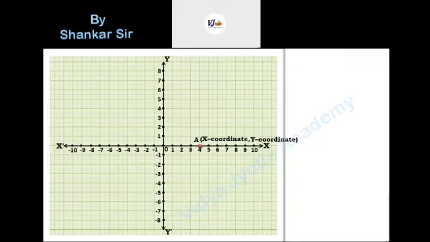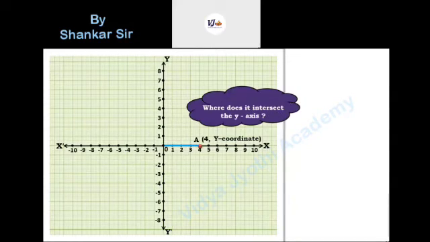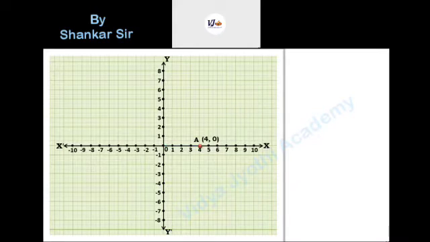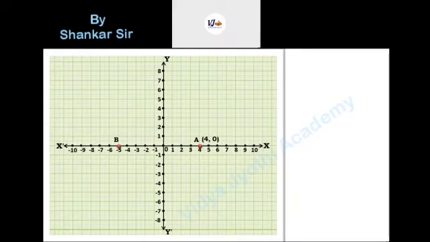So x coordinate and y coordinate, here x coordinate is 4 and y coordinate is 0. 4 comma 0. Yes, very good. Then one more point I'll consider on the left hand side, B. Can anybody tell me the coordinate of this? Minus 5 comma 0. Yes, very good.